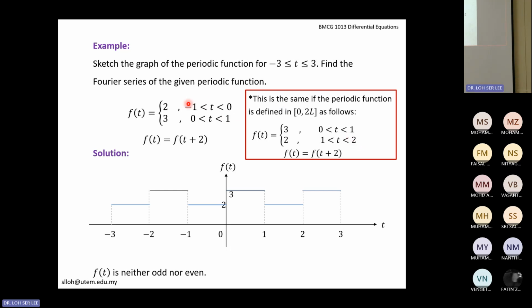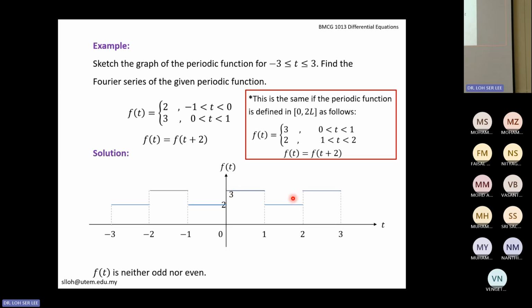This is in the interval from -L to L. Okay, L is also 1. The L will be the same no matter whether you define the function in the interval from -L to L or 0 to 2L, because they are referring to the same graph. If you look at this one, 0 up to 1, you have 3. And 1 up to 2, you have 2.